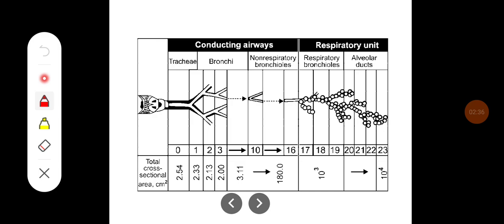So here you can see how the trachea divides into the principal bronchi, then non-respiratory bronchioles, respiratory bronchioles, and alveolar ducts. Till the 16th generation it is non-respiratory bronchioles, and after the 17th generation they are called respiratory units, which include respiratory bronchioles and alveolar ducts. You can see the total cross-sectional area from the trachea, 2.5 centimeters square, increases up to 10 raised to 4, that is almost 10,000 centimeters square.